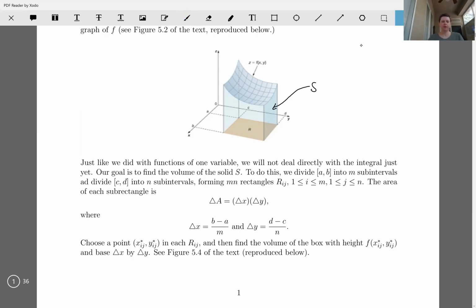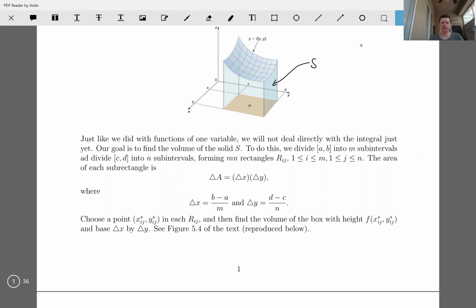Just like we did with functions of one variable, we're not going to deal directly with the integral just yet. So what we're going to do is find the volume of that solid S. That is our goal. To do this, we're going to divide the interval [a, b] into m as in Mary subintervals and divide the interval [c, d] into n as in Noel subintervals, forming m times n rectangles, which we'll denote by capital R sub ij, i ranging from 1 to m, and j ranging from 1 to n.